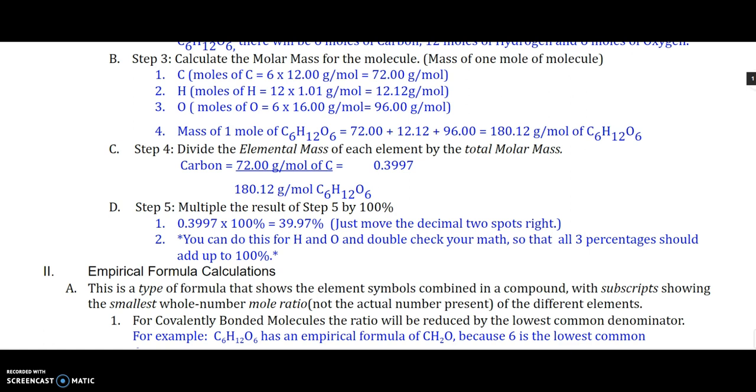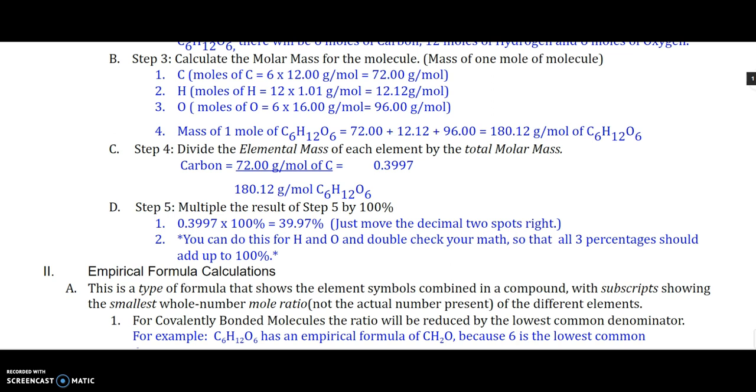Step 4, I'm then going to take just the part, aka my carbon mass, divide it by the molar mass, and I get my decimal amount. Well, to get your percentage, of course, we have to multiply by 100, and that will give you 39.97%. You can do the same for hydrogen and oxygen, and then check that your percentages add up to 100%.